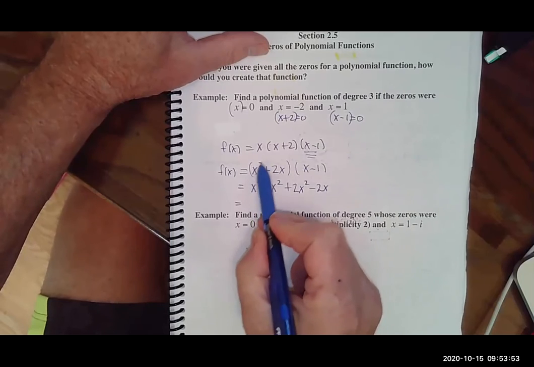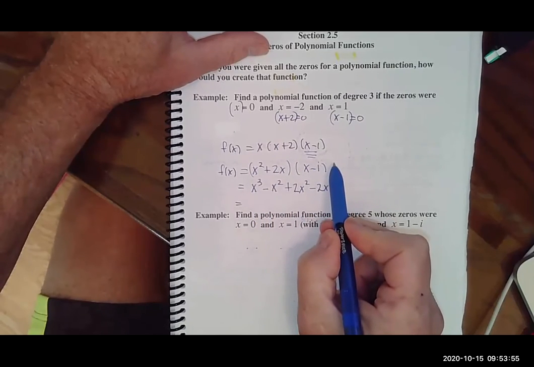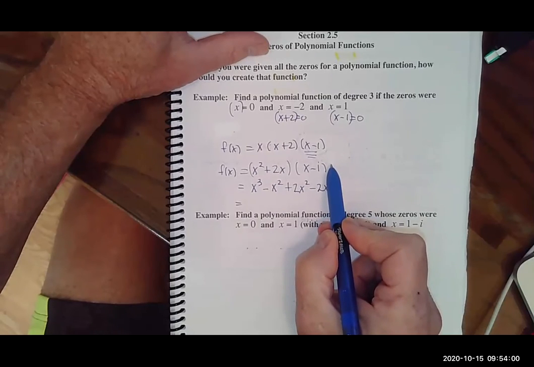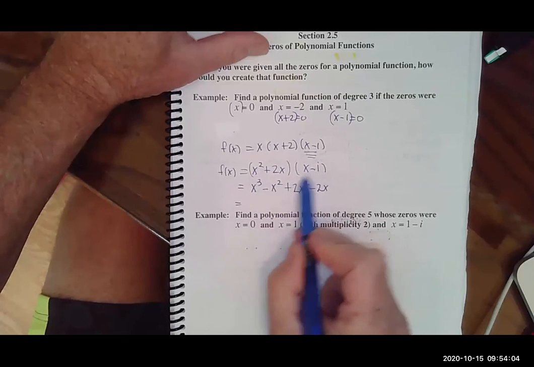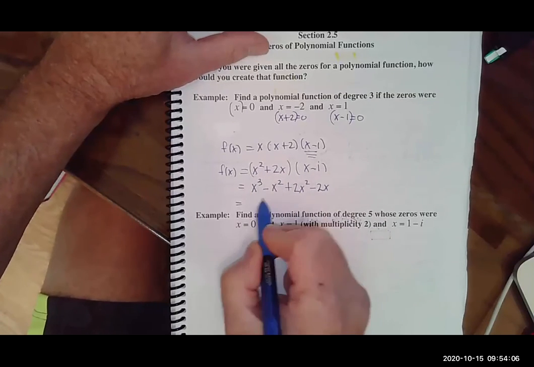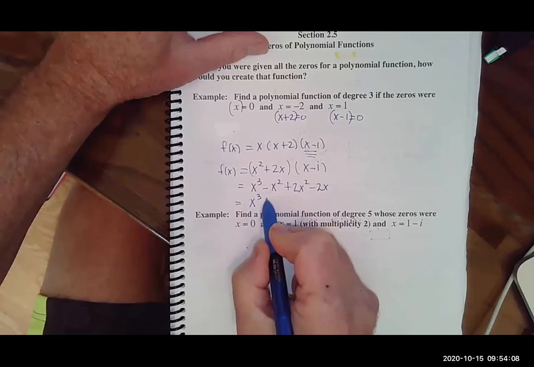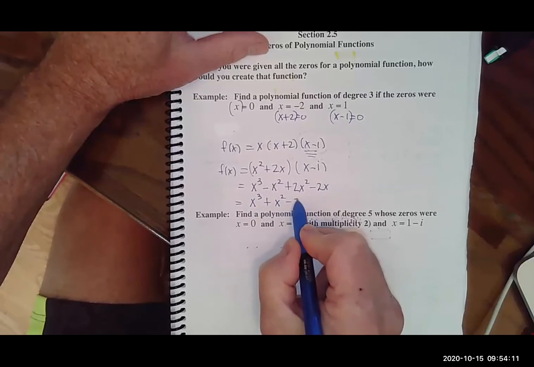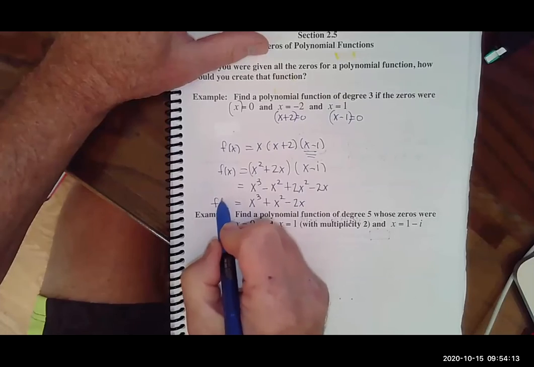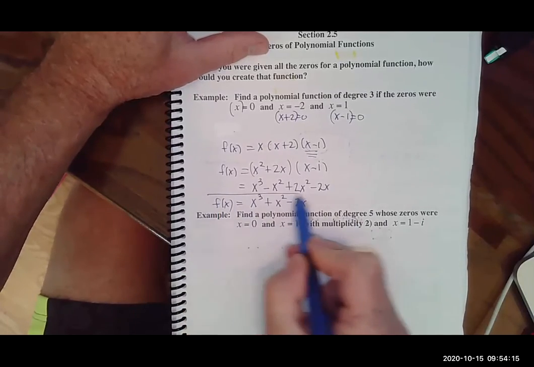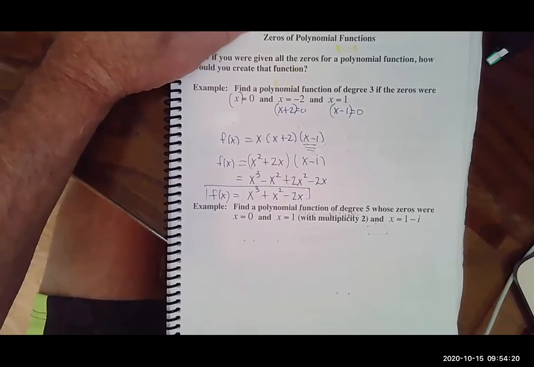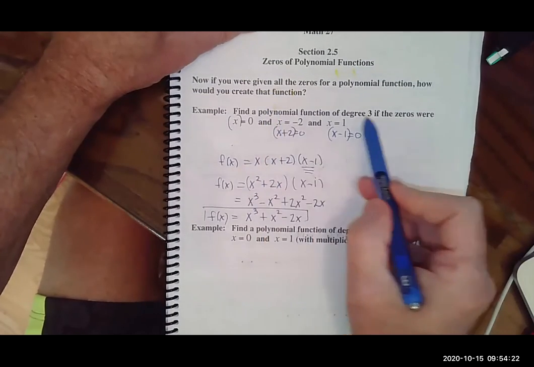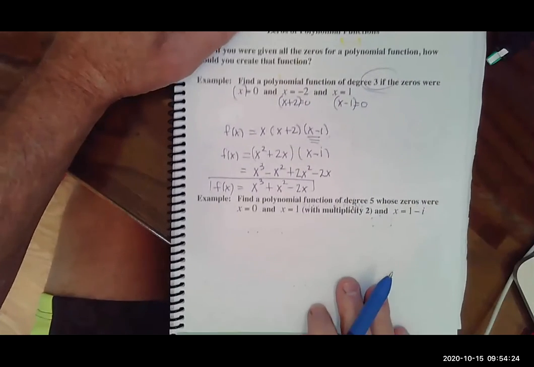Let's see. Something's not right. Oh, no, this is right. X cubed minus x squared, 2x squared. Yeah, this looks okay. So x cubed plus x squared, subtract 2x. Okay, there you go. There's the polynomial of degree 3. Find a polynomial of degree 3. There you go.